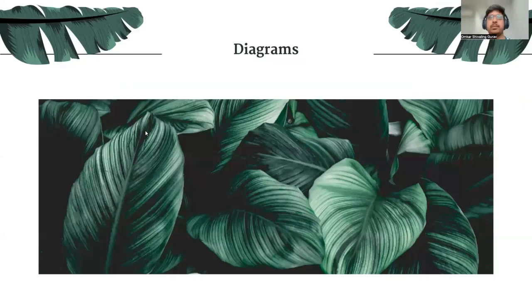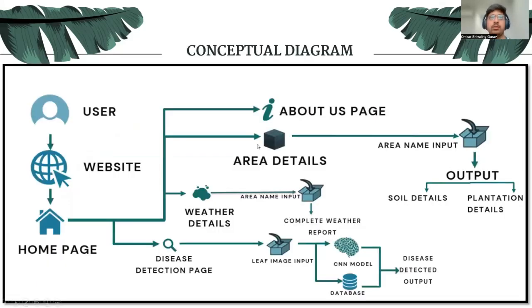Hello everyone, I will be explaining about the diagrams, whatever we have. So I am Omkar, I will be explaining about the diagrams. So first one will be a conceptual diagram. The conceptual diagram shows us how the user flow is going, what our concept is, and what things are present as part of our website or project.